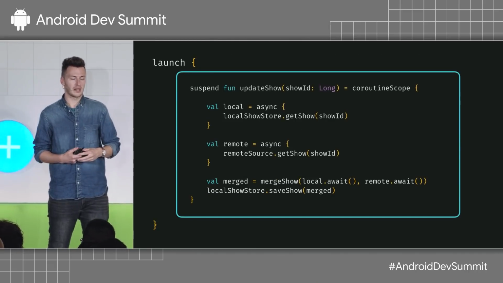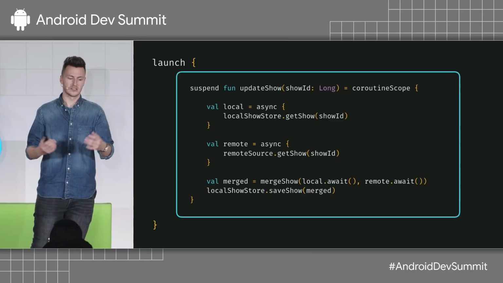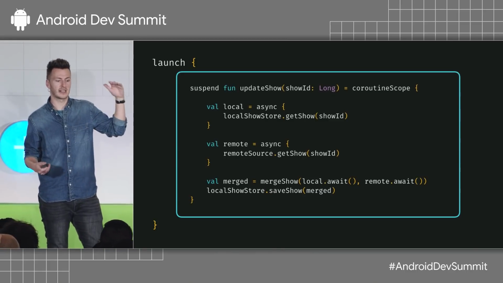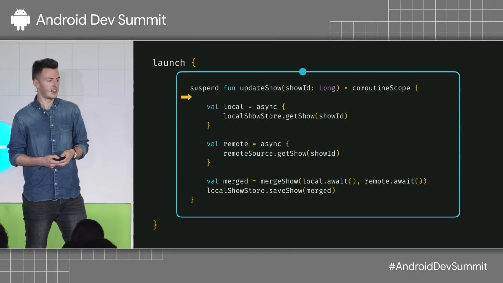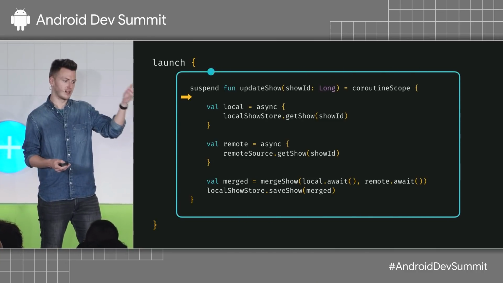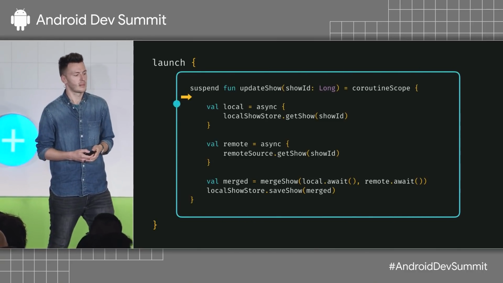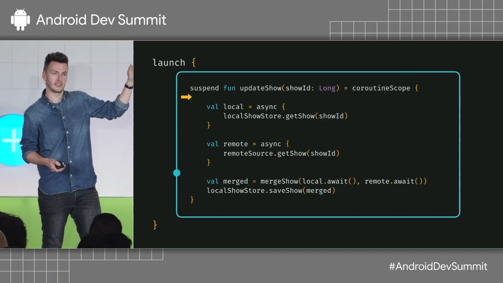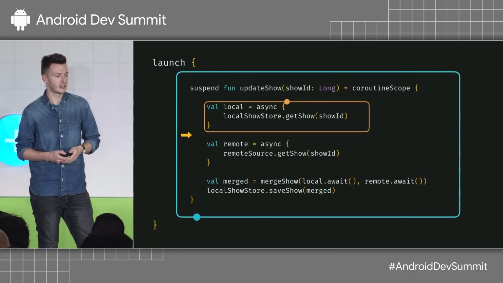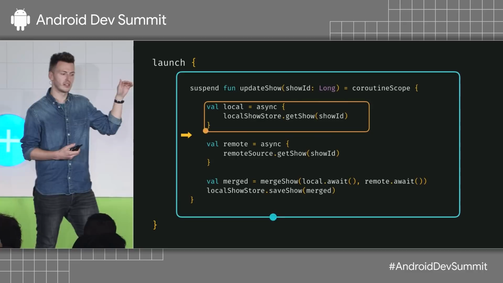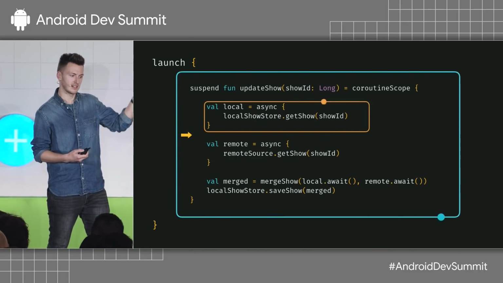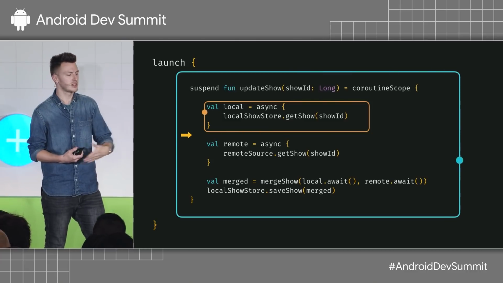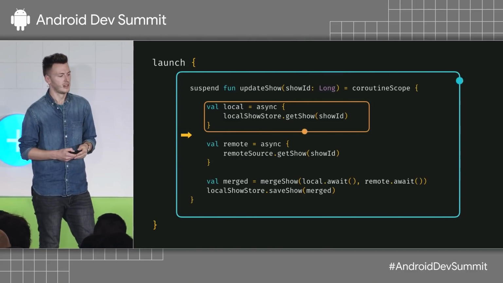So if you actually have a look at how things are run now, we've launched our coroutine, and now we're going into our update show method. So here we are in our coroutine, our launch, which is modeled by that blue thing going around. Now here we're in the update show method, which is denoted by the yellow arrow. So we're going to go past that first piece of code, which is the async builder. At this point, we have a first coroutine running, which is our async, and that's doing the local show store stuff. So it's running nicely, and it's doing its thing.